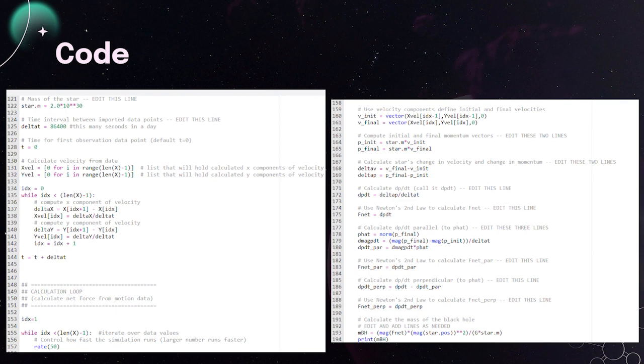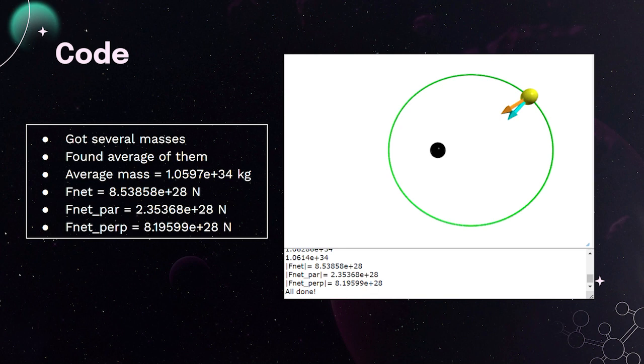For 193, I rearranged the gravitational force formula to get the mass of the black hole. I got several masses from this, and then I found the average of them, and this average was 1.0597e34 kilograms. F net was 8.53858e28 newtons. F net parallel was 2.35368e28 newtons. F net perpendicular is 8.19599e20 newtons.